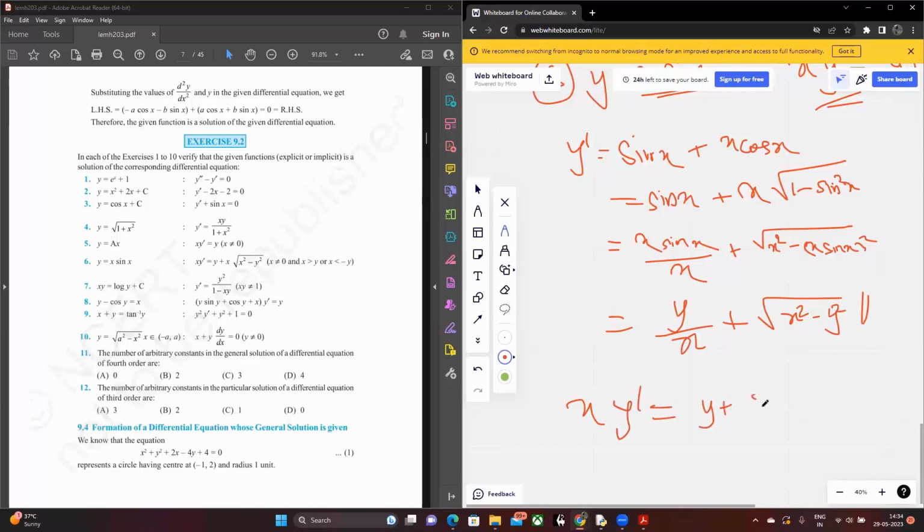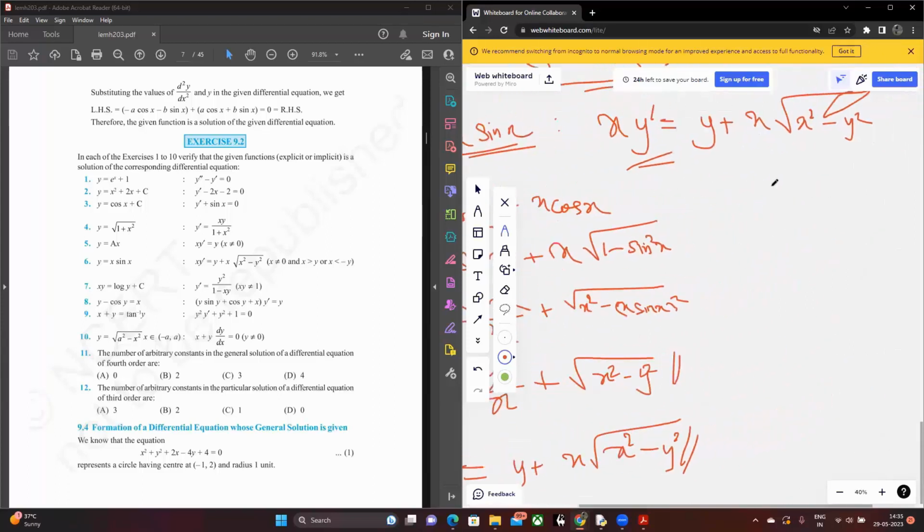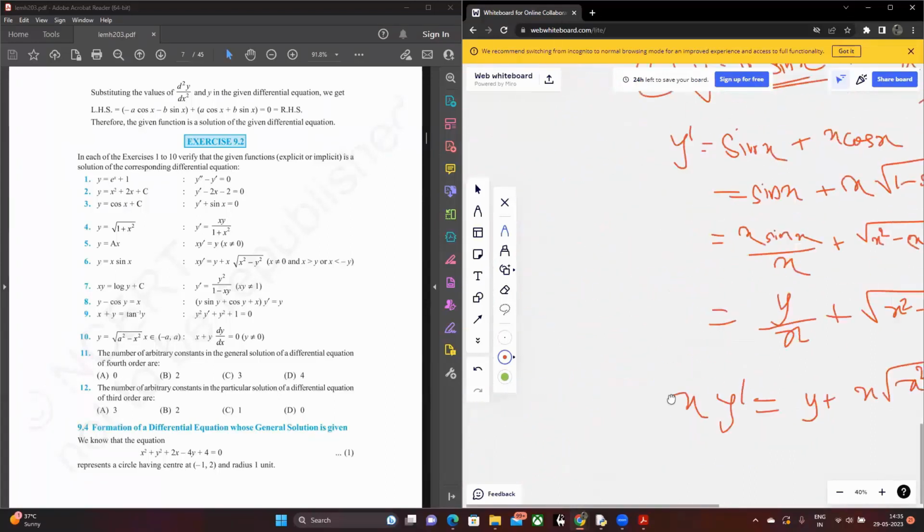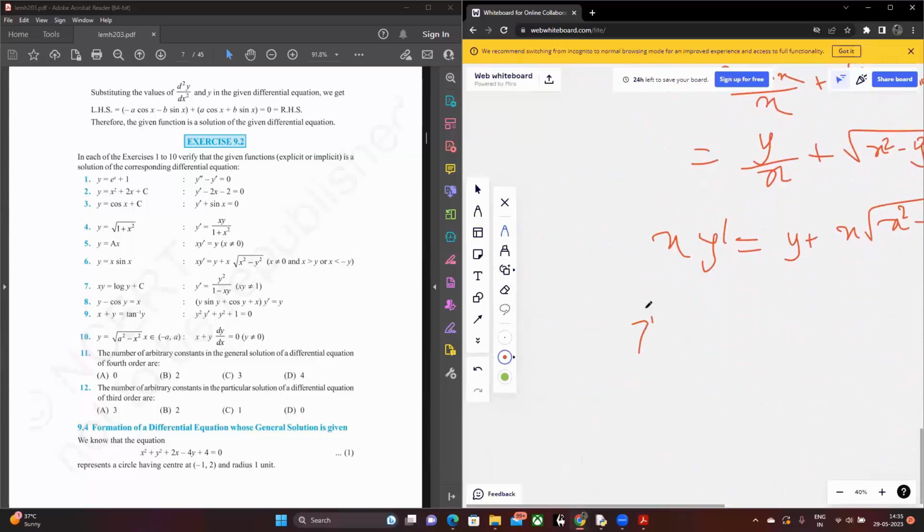equals y plus x root of x squared minus y squared. And that is this equation. So it's verified. It's true. This is question 6. Going to question 7. Give me a moment.